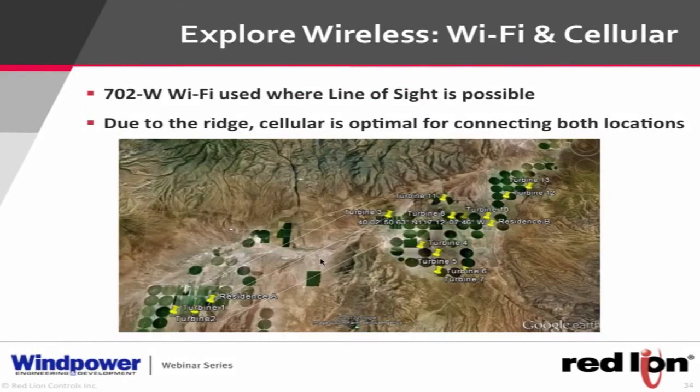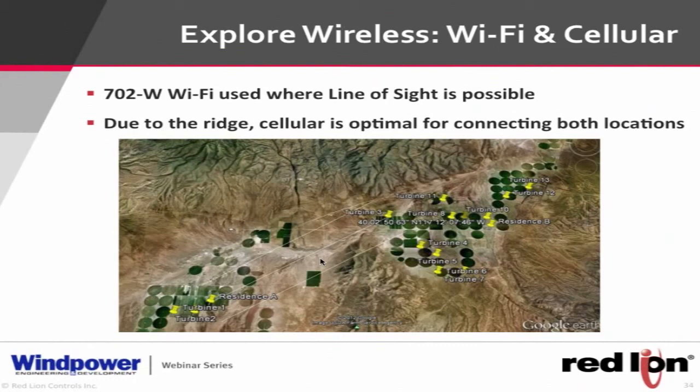Now this one right here shows us a wireless application and how we can use cellular and Wi-Fi together. They have all these turbines all over the area, in the middle of the mountains. The wind farm was owned by one person, so we want to pull all the data back in to one location. However, you see the distance there. The distance from resident A to turbine 3 is about 7 miles. So that's a good distance there.